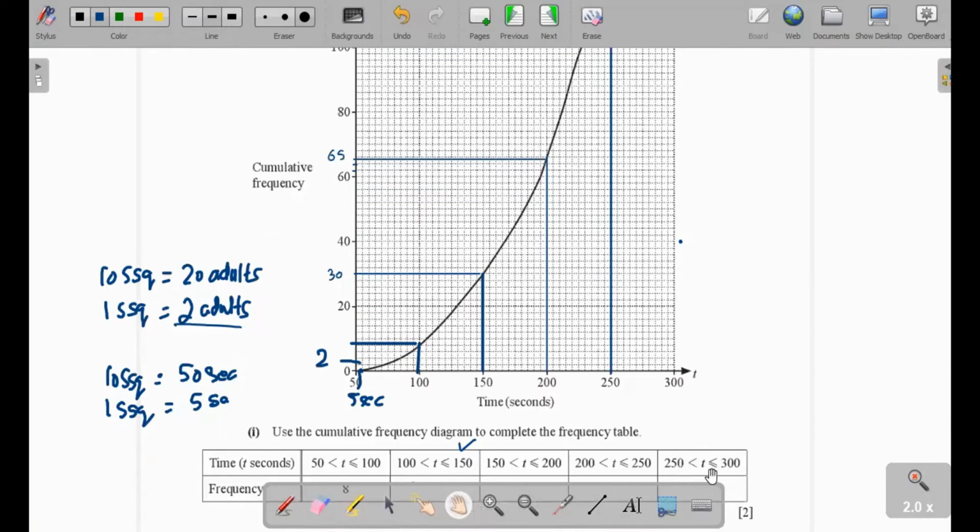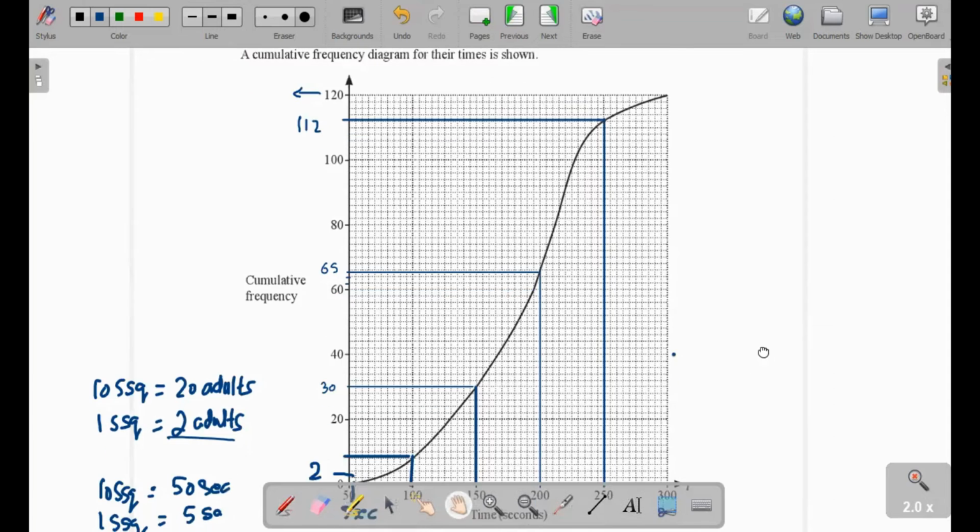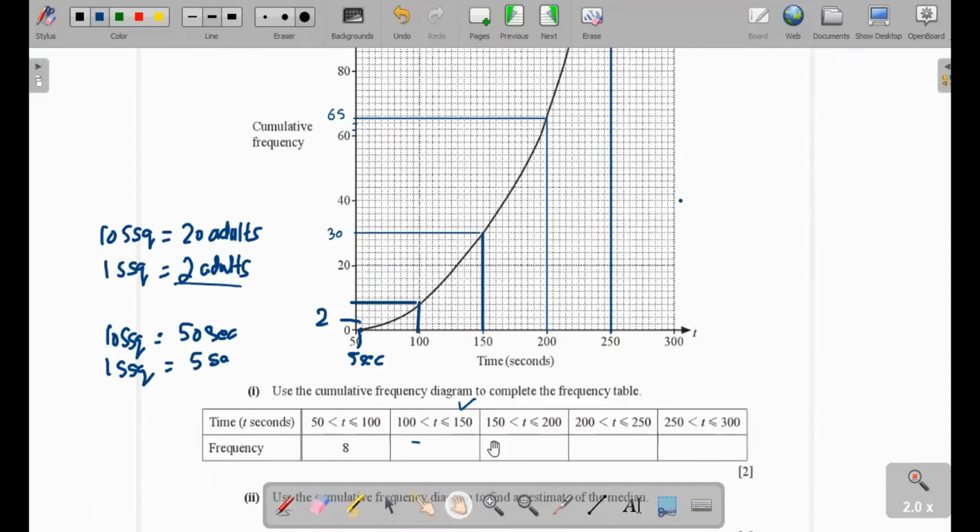The number of students who complete in less than 300 seconds, and we know the group of adults is given as 120. Now this is the 120 value for less than 300. So now we can find the number of adults between 100 and 150 seconds. Very simple. We take the difference between these two values.